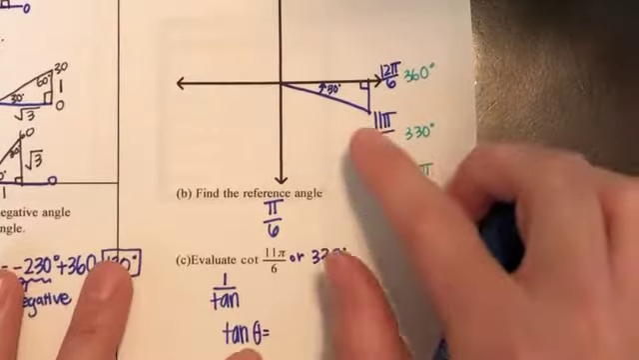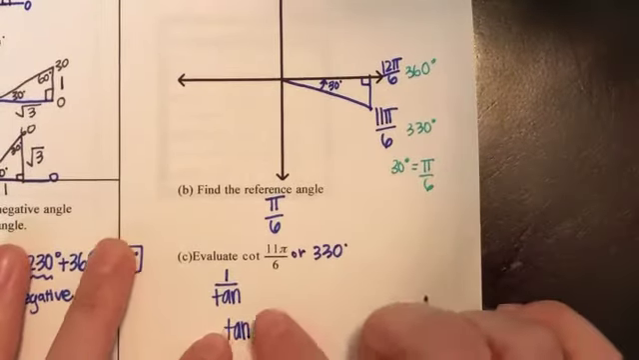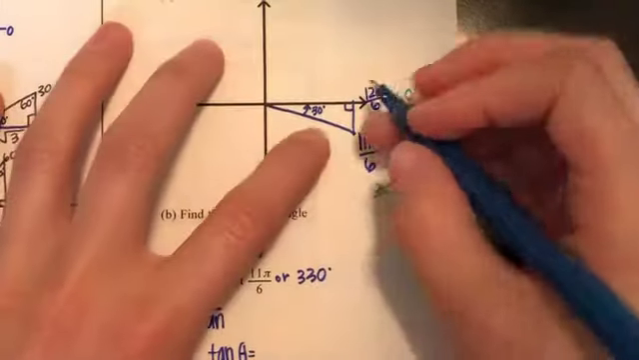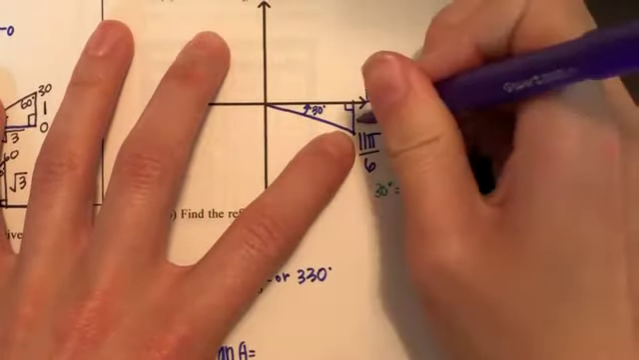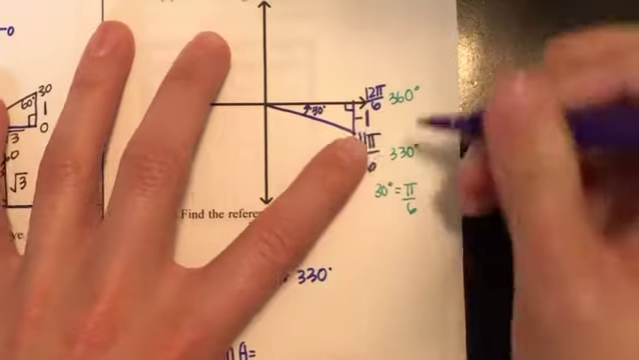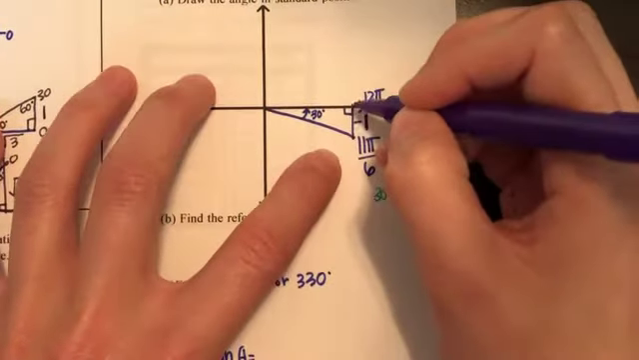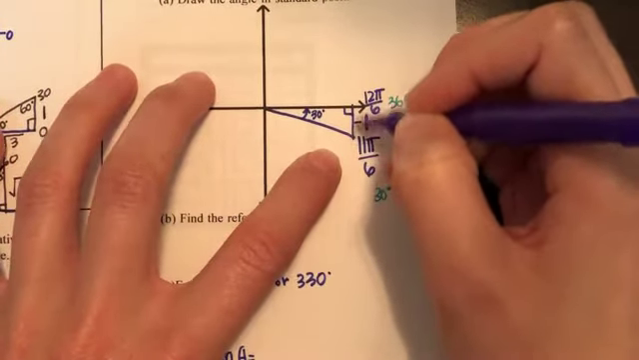So tangent is opposite over adjacent. So across from the 30-degree angle is going to be a negative 1. Across from the 30-degree angle is always 1. It's negative because it goes down here into the 4th quadrant.